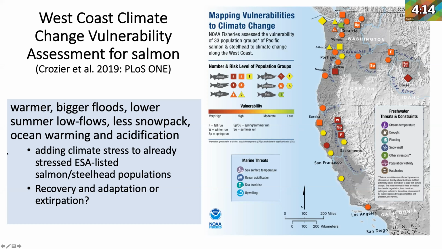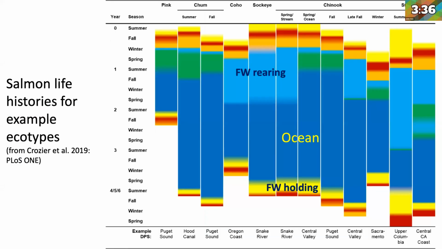And the scenarios that we were asked to consider were warmer, bigger floods, lower summer low flows, less snowpack, ocean warming and acidification. And this ended up having widespread impacts, especially on the more inland populations that had a life history that exposed them to the river in the summer. So things like stream type Chinook, Coho salmon, and sockeye were especially vulnerable. And pink salmon and chum were less vulnerable because of their more coastal and low elevation distribution and their limited freshwater life history.